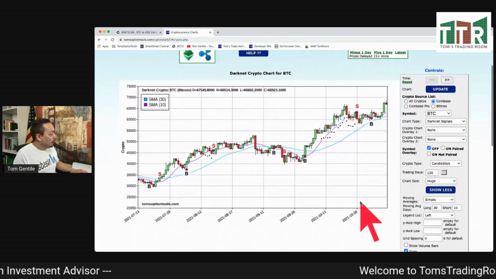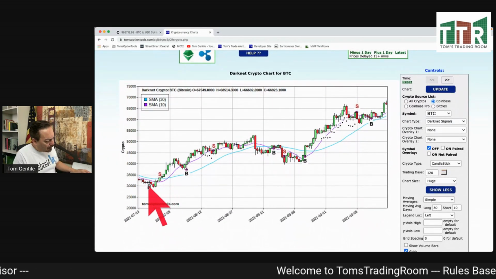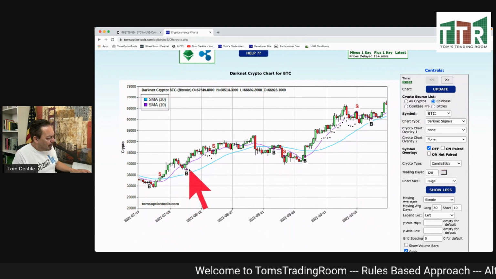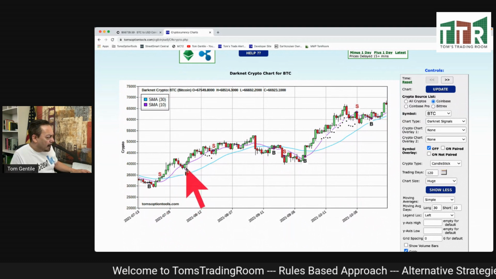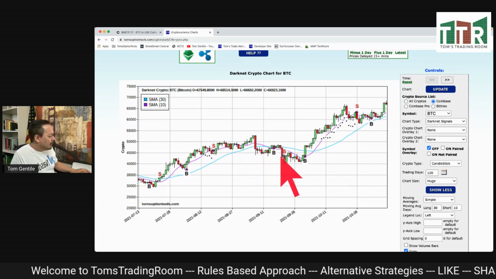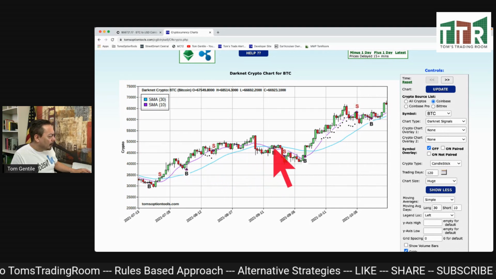As you can see here with Bitcoin, we've had several short-term buys and sells. Here's one that took us from about 40,000 to 45. Here's one that didn't work out. This was a couple thousand dollar loss.